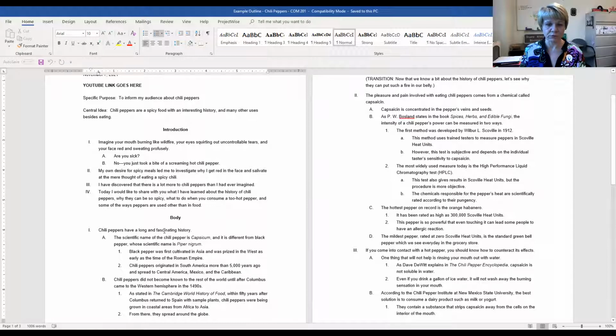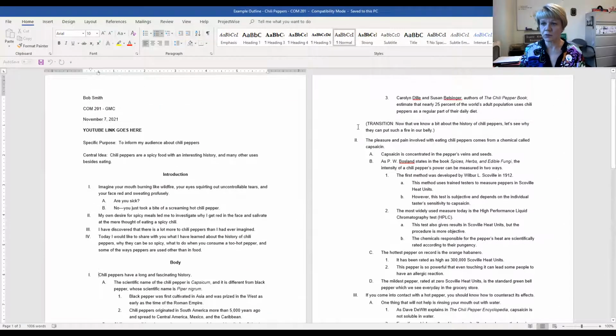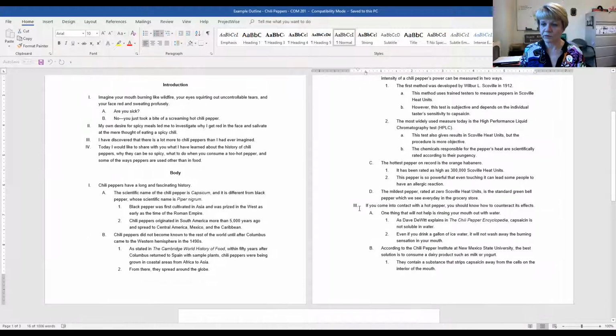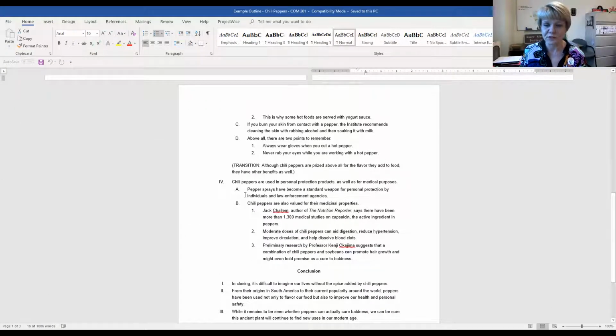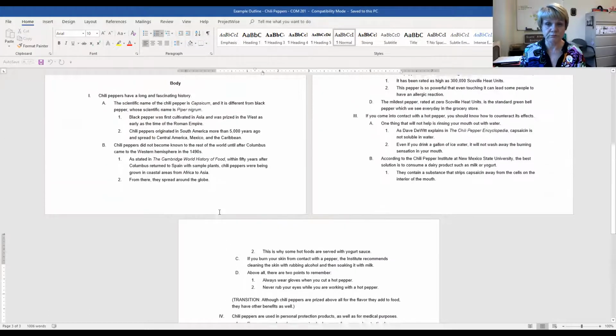So Roman numeral 1, it's about history. Remember our sentence when we talked about the central idea? We have the history. We talk about why they're spicy in main point 2. Main point 3, if you come in contact, here's how to counteract its effects. And I think, 4 main points, excuse me. They're often used, the other ways that they're used besides the food, in personal protection products as well as for medical purposes. Our 4 main points.